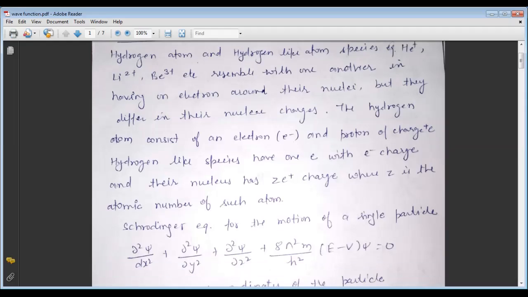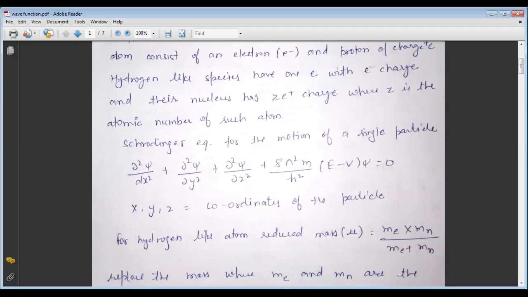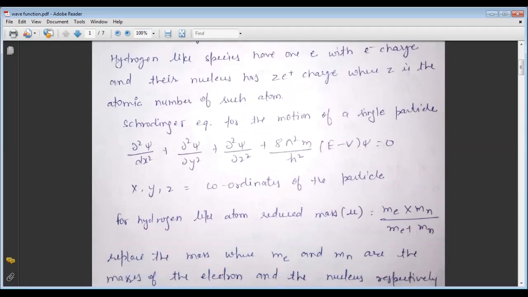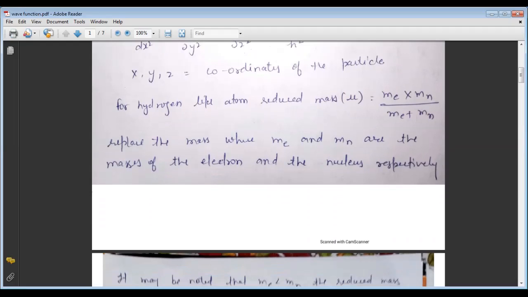Here is the Schrodinger equation for the motion of a single particle, where x, y, and z are the coordinates of the particle. For the hydrogen atom, the reduced mass is mu, that is, mass of electron into mass of nucleus upon mass of electron plus mass of nucleus, where m e and m n are the masses of the electron and the nucleus respectively.